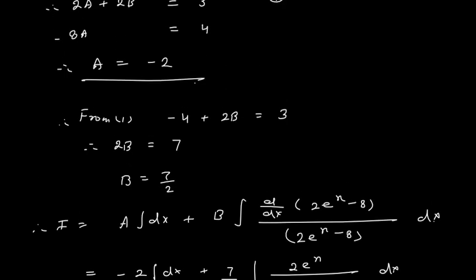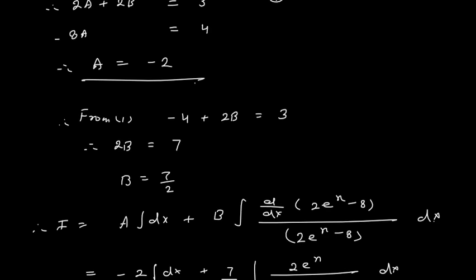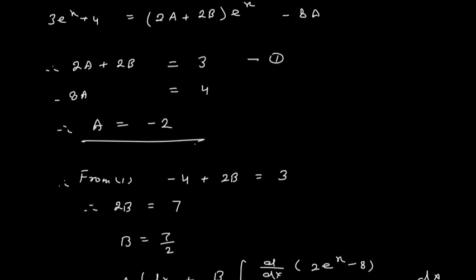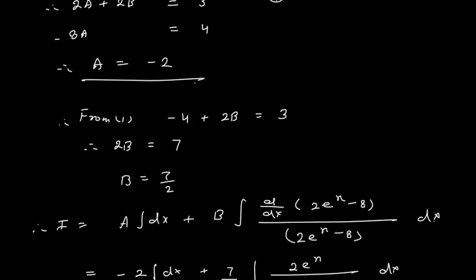So this is your third problem. Okay, do you understand why I am writing a into integration of dx directly? Because your numerator was a into denominator. So here if I write a into 2 e power x minus 8 divided by 2 e power x minus 8, the 2 e power x minus 8 will cancel out. Okay, I am just avoiding one step here in between.